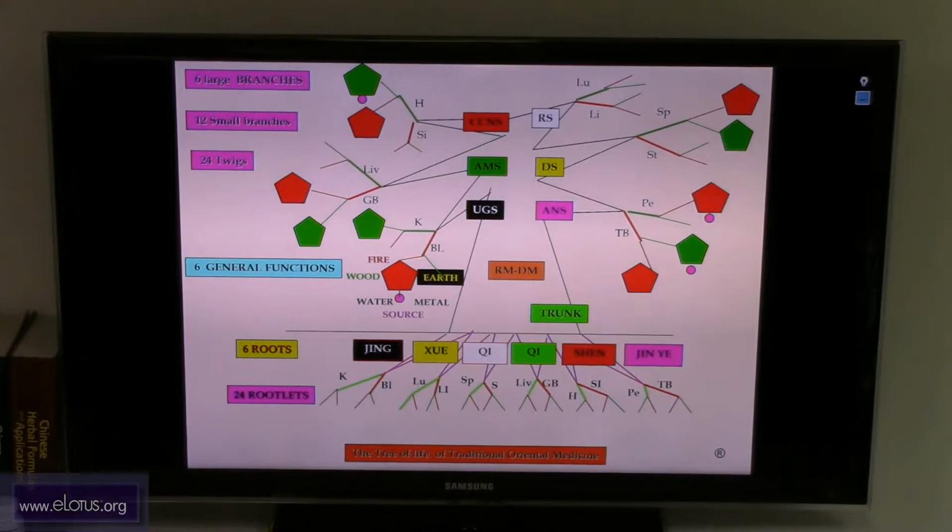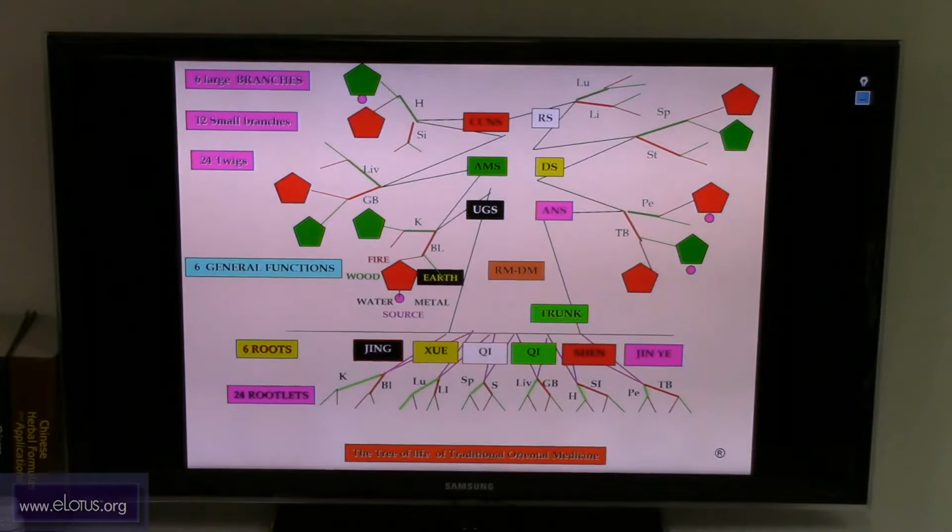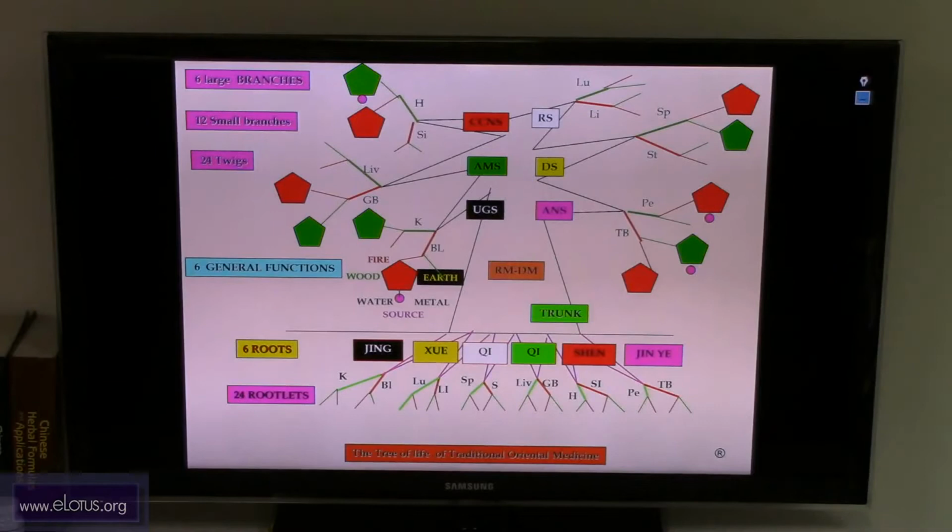We have six roots, the main roots. I write the Chinese names. Is it okay for you? Qing, yes? No problem? You know the Chinese names? Qing, Sui, Qi, Qi, Shen, Jinye. It's different because I divide Qi in two parts, because there are two kinds of qi: the respiratory qi and the articulomuscular qi are different. Not only one qi. So six roots, the main roots. Today and tomorrow we study each root in detail.